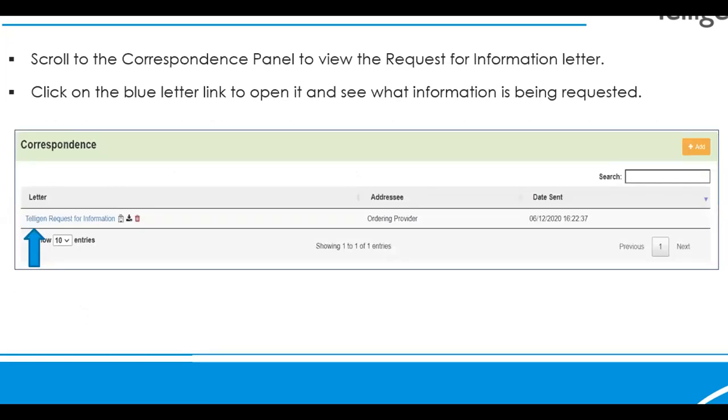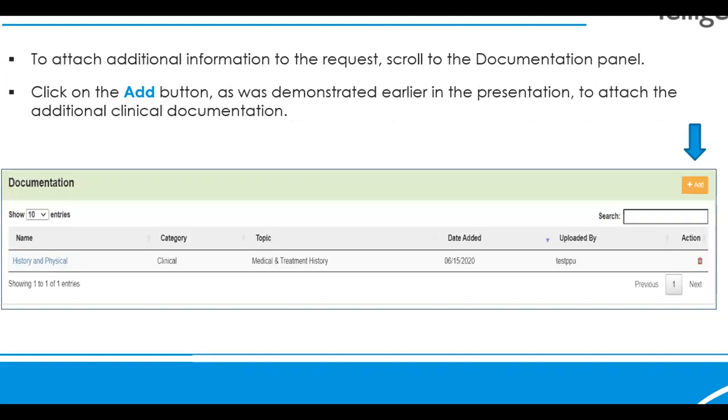Once you start the task, it takes you to the review, and you'll scroll down to our correspondence panel. This is where you can actually view the request for information letter, and it will tell you what clinical information is being requested, what was missing when you first submitted the review that they need to be able to complete the review. Once you open that and determine what information is missing, you can go up to that documentation panel and then attach that additional information to the review.